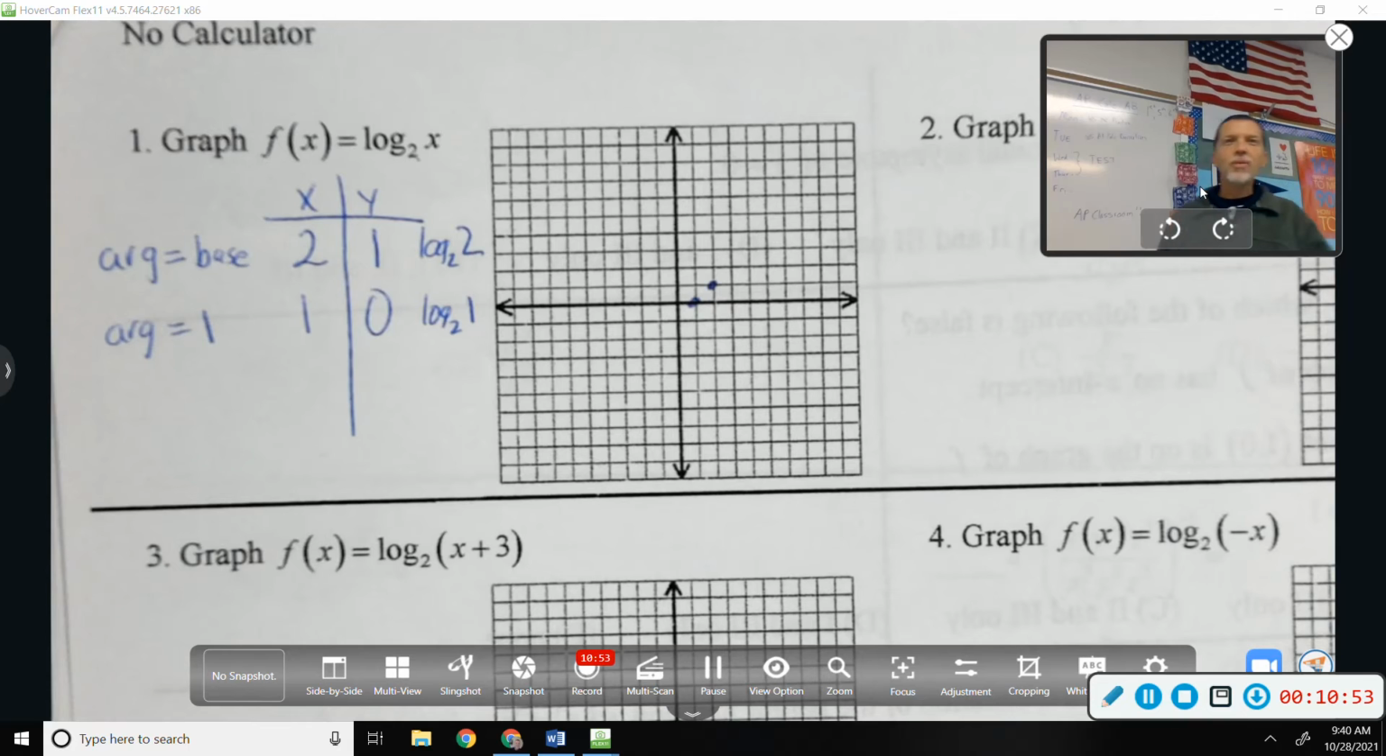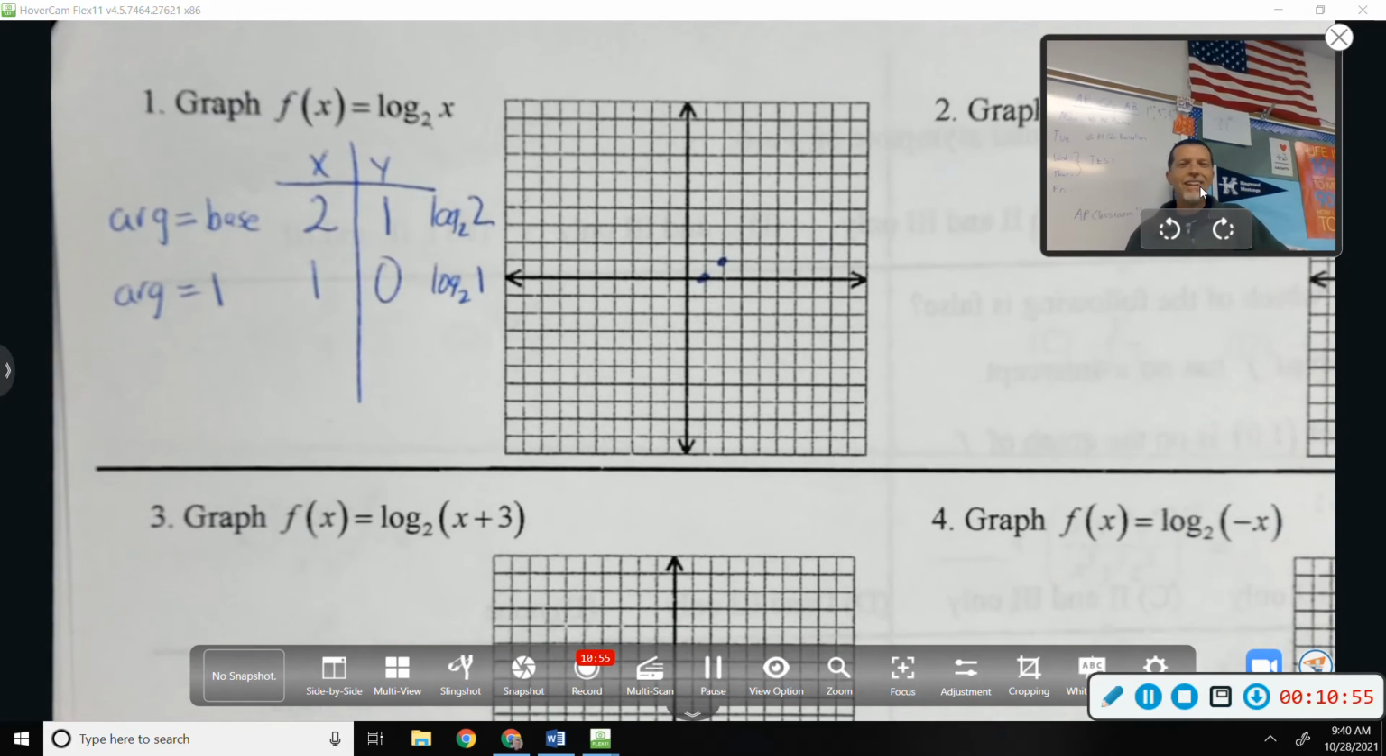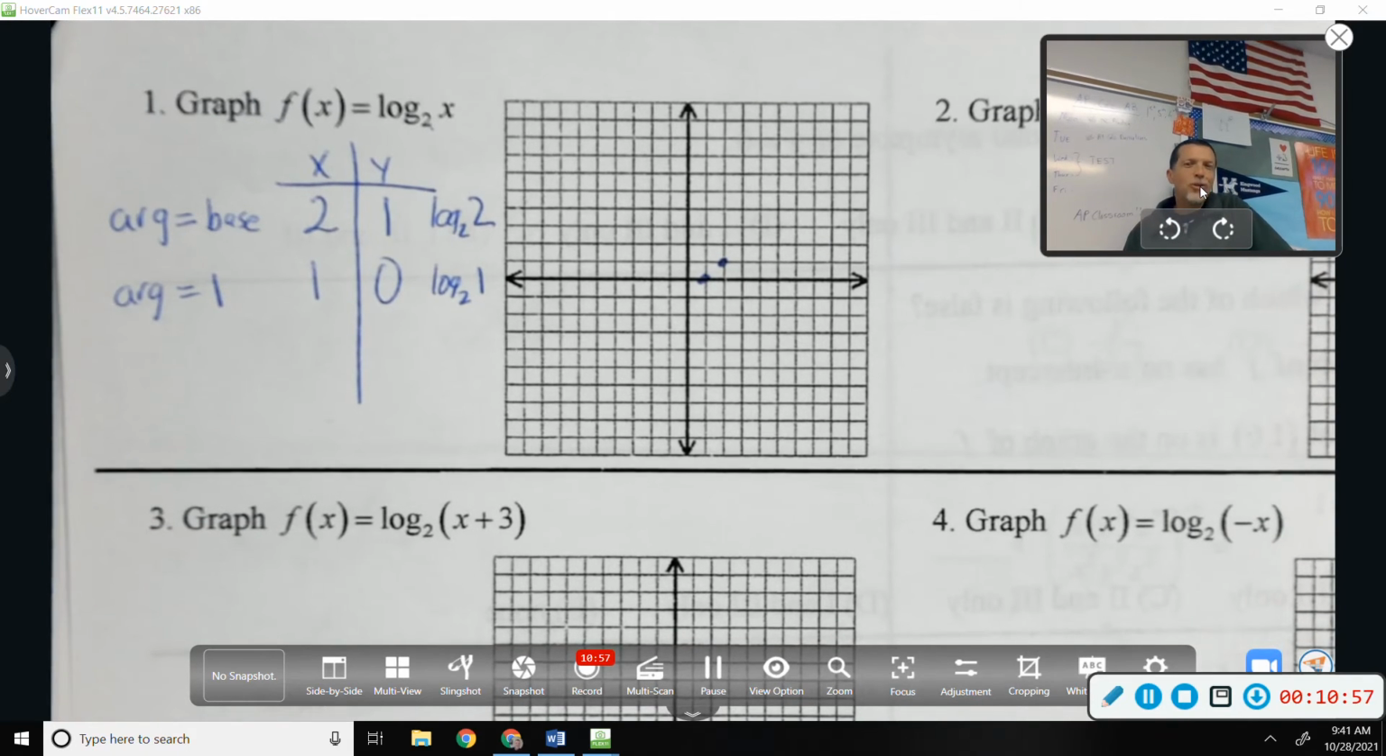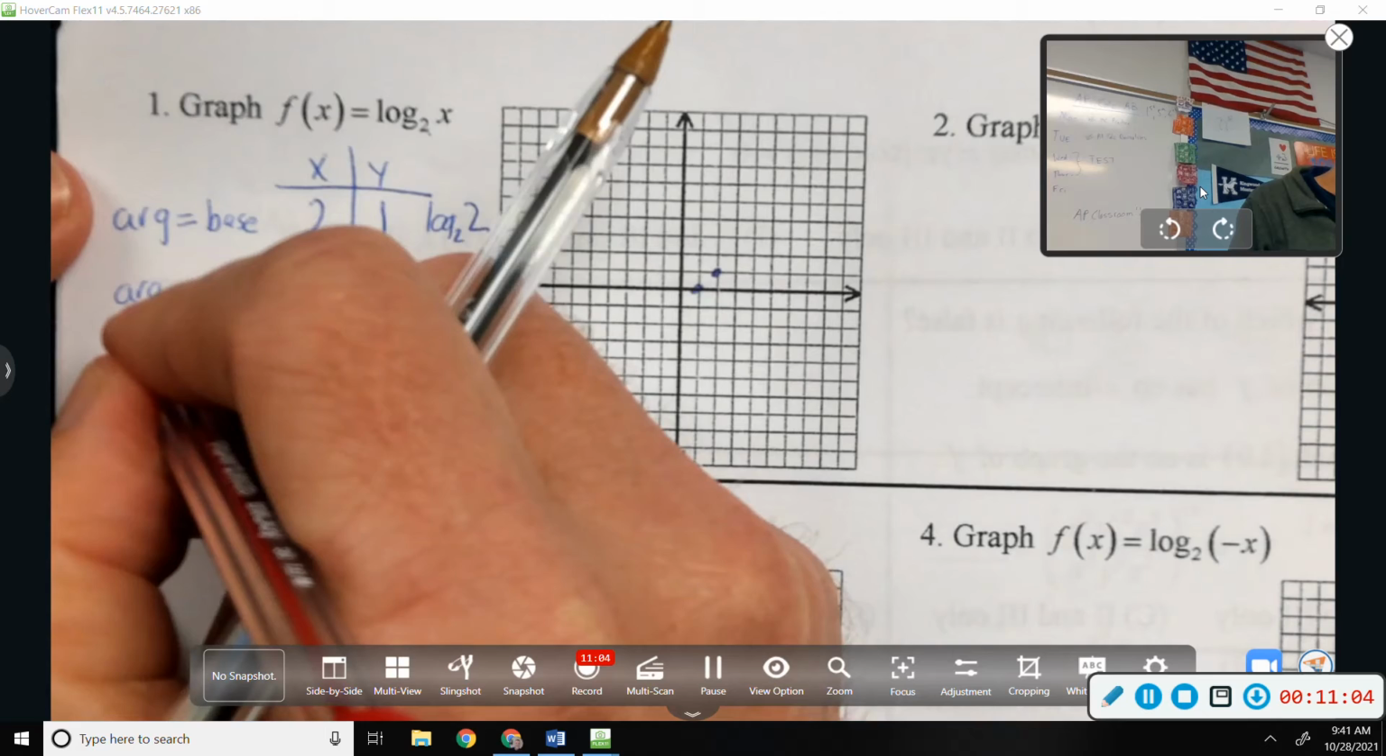And man, that's especially confusing, maybe misleading, because it's only 2 points. Where do I draw the graph? Except that I also know that the argument has to be greater than 0.